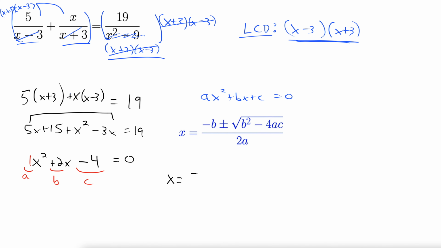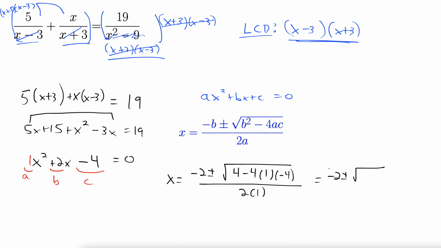So x equals negative b, so negative 2 plus or minus the square root of b squared. So that gives us 2 squared, which is 4, minus 4 times a, which is 1, times c, which is negative 4, all over 2 times 1, 2a. All right, let's simplify this down. Negative 2 plus or minus the square root of, well, 4, negative 4 times negative 4 is positive 16, and 4 plus 16 is 20. There we go, all over 2.